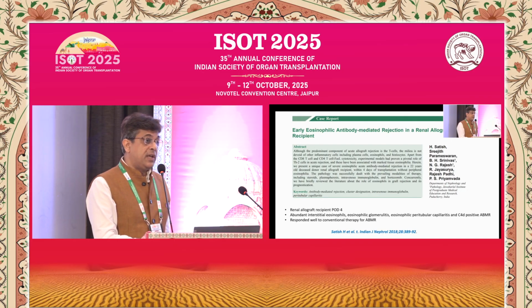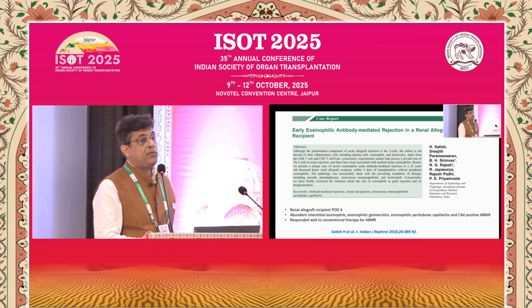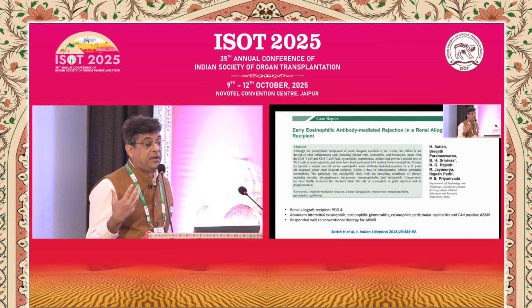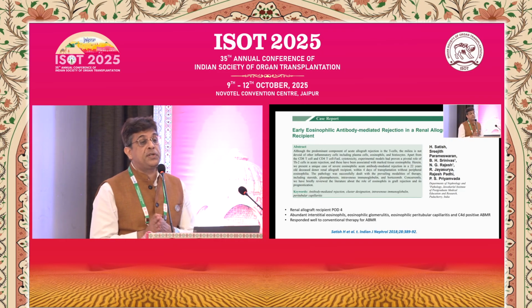And there are a few papers from India. So interestingly, when I was searching the literature, we found a good number of papers from India which have come out in terms of eosinophil infiltrates in the graft. And this particular one is from JIPMER, in which this is a case report, in which a POD4 allograft recipient actually had an antibody-mediated rejection in the allograft. Interestingly, this patient had eosinophilic glomerulitis, eosinophilic peritubular capillaritis, and even C4d positivity. So there were all the signs of an antibody-mediated rejection with an eosinophil predominance.